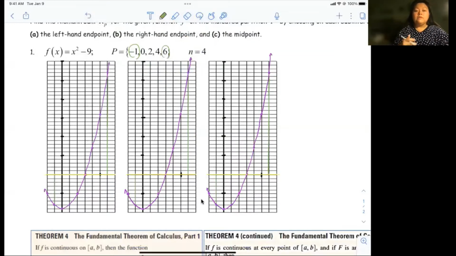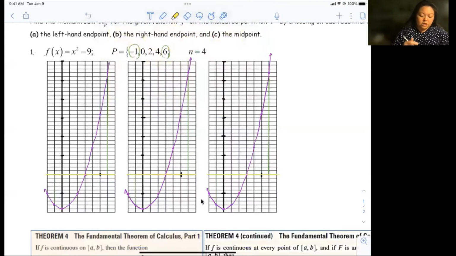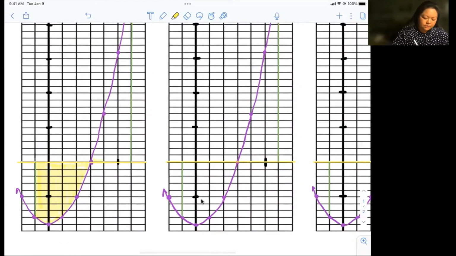And don't forget to shade in your region to look at what is the area we're really looking at. So I would suggest using a much lighter color of highlighter to shade this in, so you know that the area I'm looking at is this piece here. And quickly do that for all three graphs.